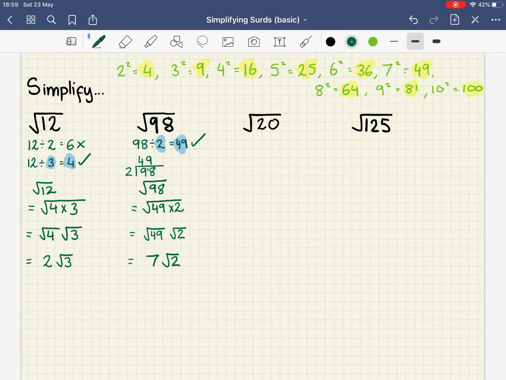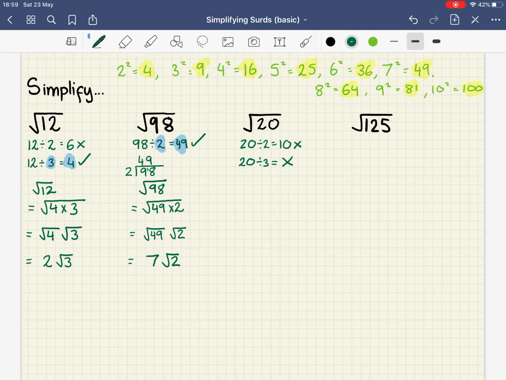So I've got root 20. So I'm going to do the same thing as before. 20 divided by 2 is 10. I look at my list, 10 is nowhere to be seen, so that's not going to work. Then 20 divided by 3. Well, I can't divide 20 by 3, so that's definitely not going to work because all my square numbers are whole numbers.